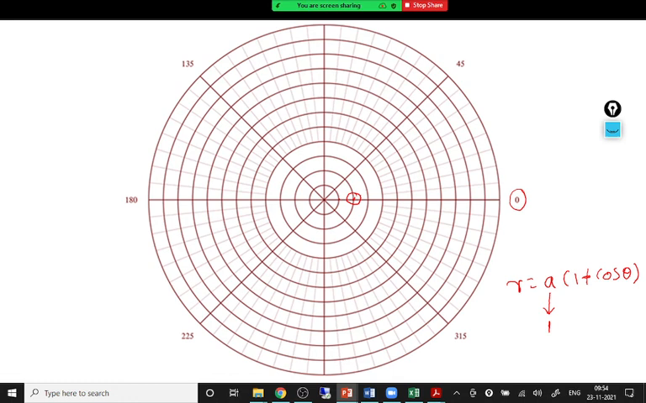When theta is 90, r is 1. So the next point we get here is r equal to 1. Next, when theta is 180, r is 0. And the last, 270, that is also 1. Now we know it is a cardioid, and the cardioid will pass through these 4 points. When we draw this curve, you should quickly be able to draw it like this.